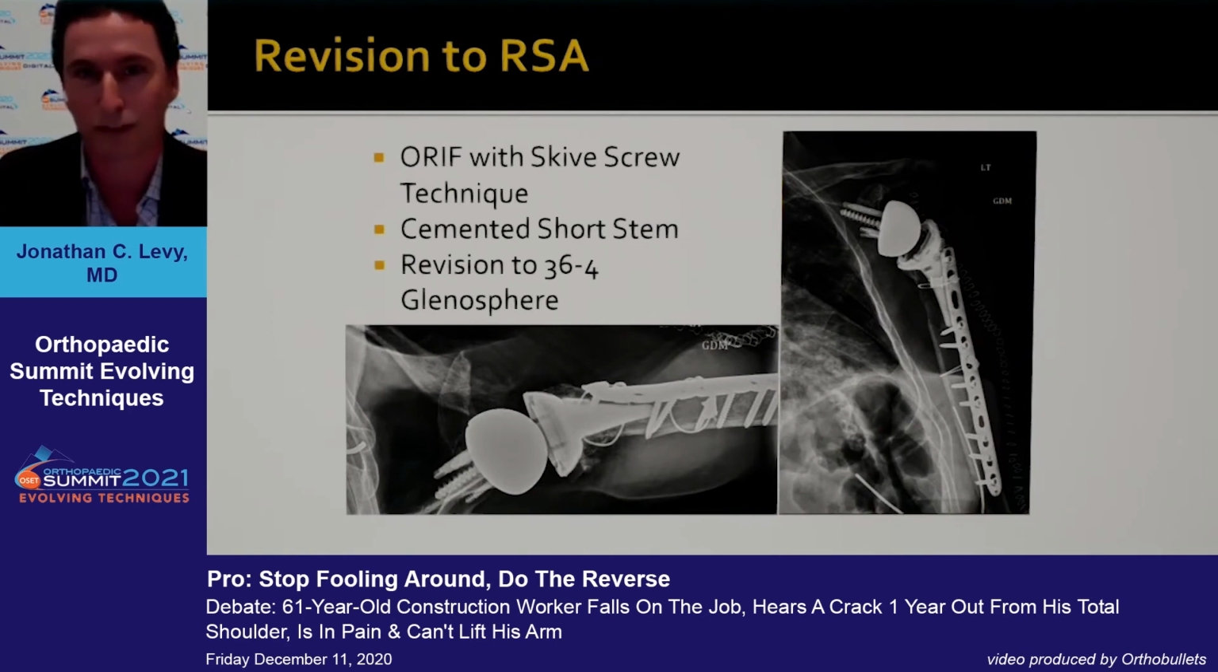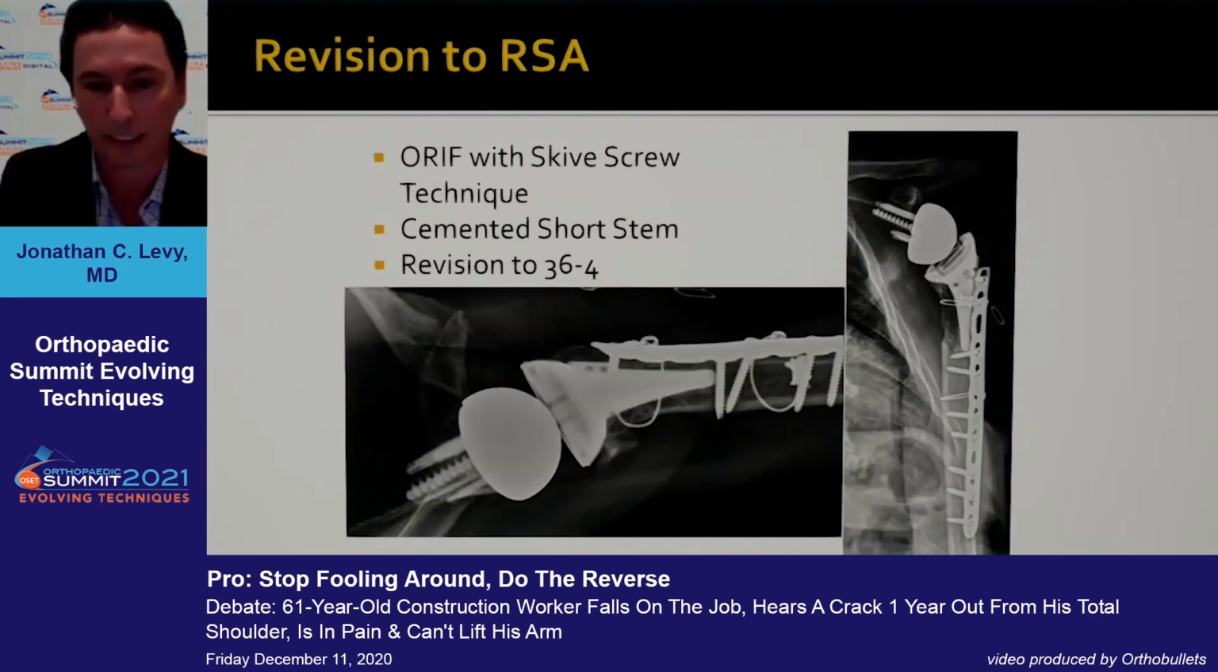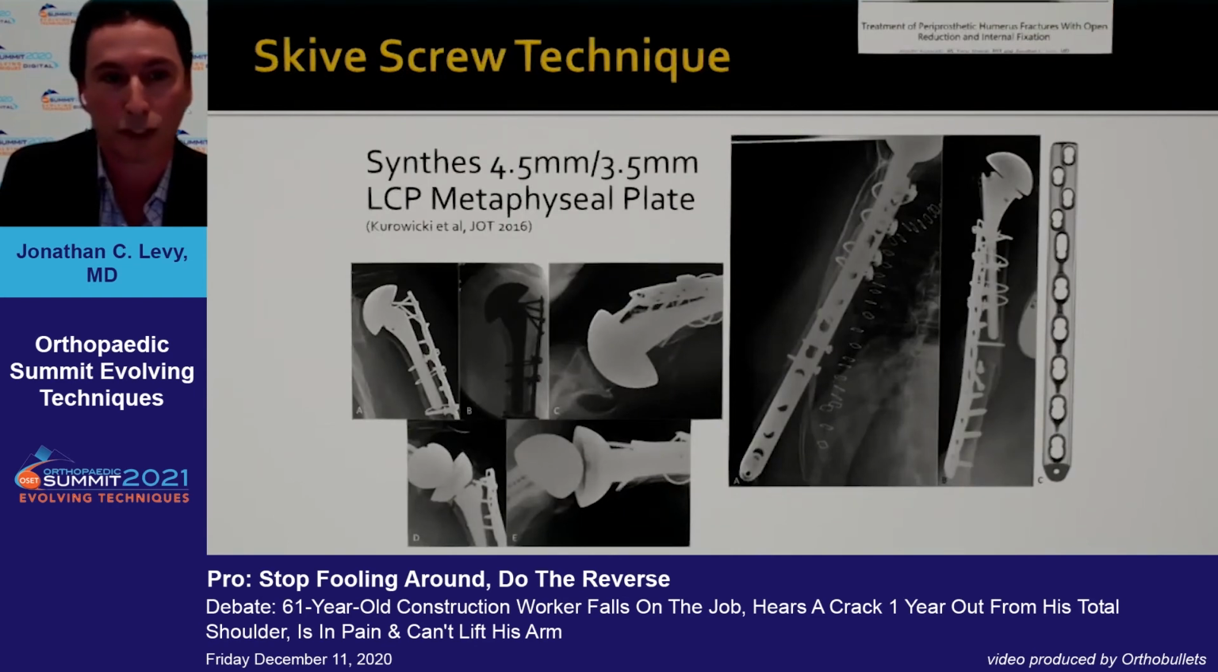Because the reverse is such a great workhorse in managing all of the pathology here, it can do well. And for the first time in 5 years, she's lifting her arm above her head. Here you can see some of the techniques I'll highlight in a second: a Skive screw technique utilizing a plate that allows you to dodge the implant is very effective at putting in bicortical screw fixation if you're choosing to use fracture fixation for this. So here you see that screw technique.